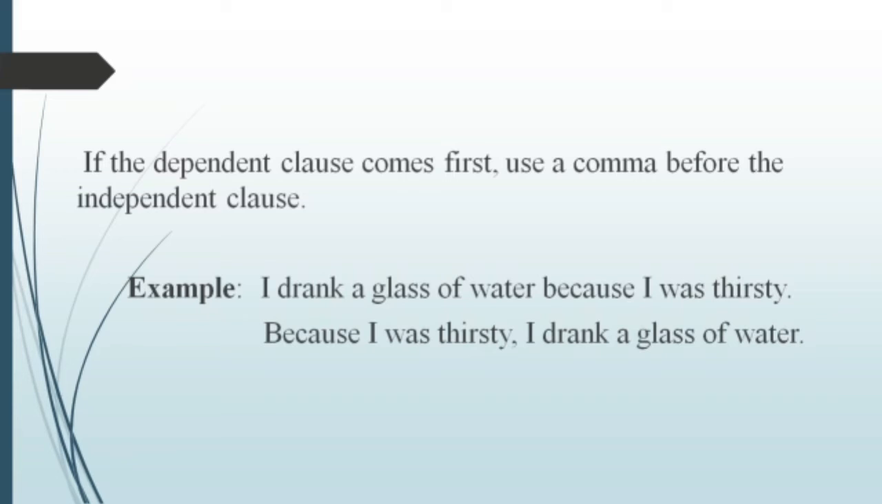Remember this rule very carefully. In a normal sentence, if you have an independent clause followed by a dependent, no comma required, but if you have vice versa, if you have a dependent clause in the beginning, definitely a comma is required before you start the independent clause.